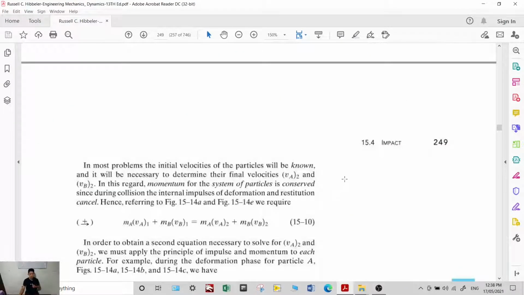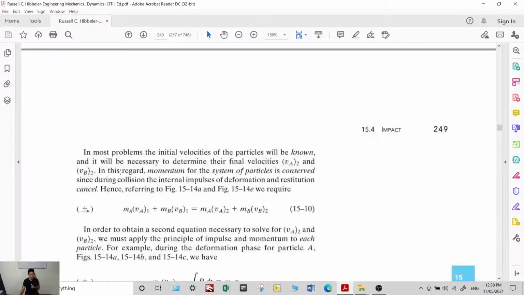So how do we reflect this in our equation? In most problems, the two initial velocities are usually given. So what you need to find are the two unknowns, the final velocities. What you do in this regard is, momentum for the system of particles is conserved during collision, because the internal impulses of deformation and restitution cancel.